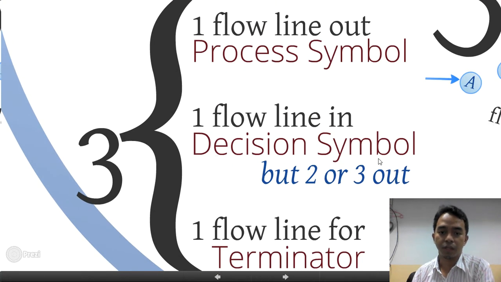The third guideline is whenever we're using a process symbol, there's only one flow line going out. We can't have two flow lines going out, only one flow line going out. Next, using the decision symbol, there's only one flow line coming in, and there can be 2 or 3 flow lines going out. And then the last one is that for the terminator, there's only one flow line going in or going out of the terminator.